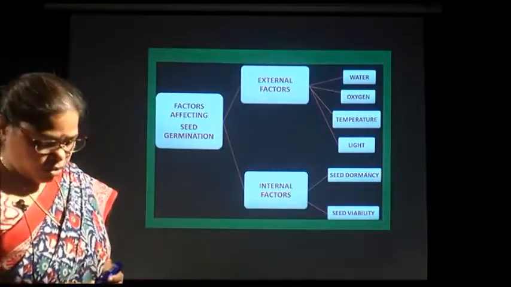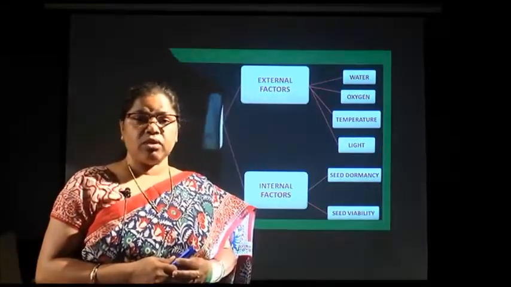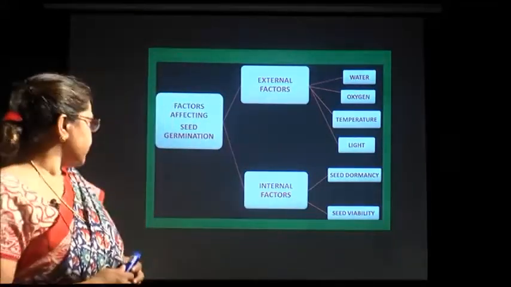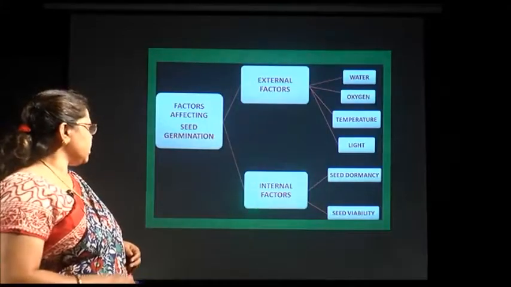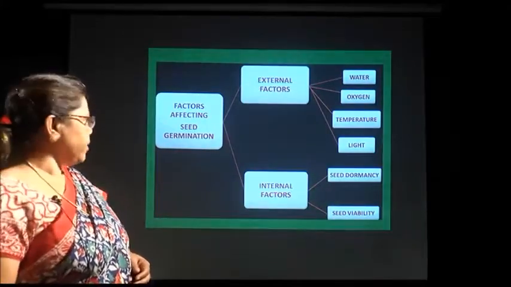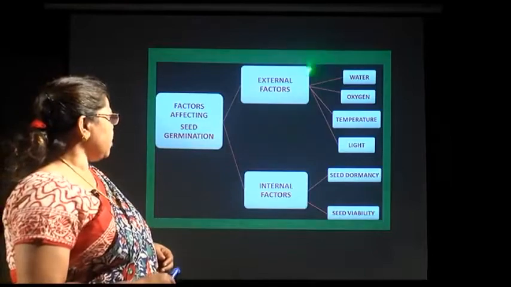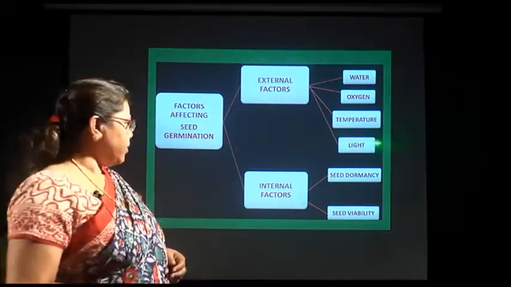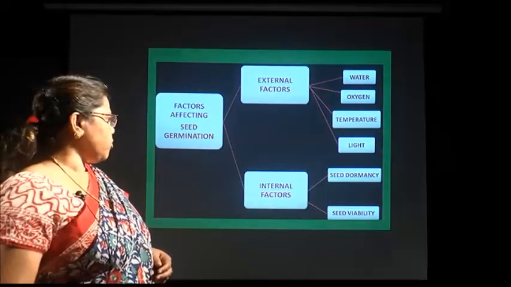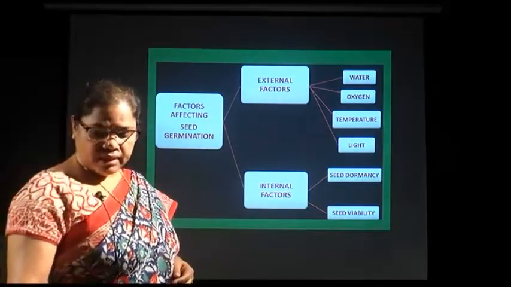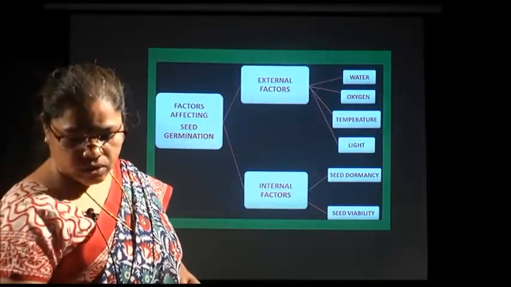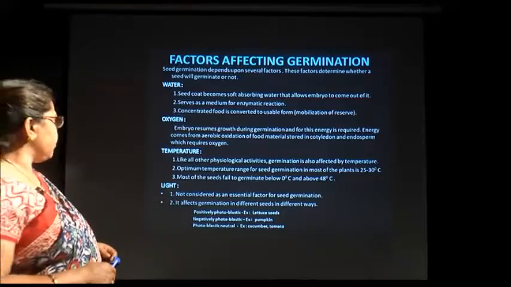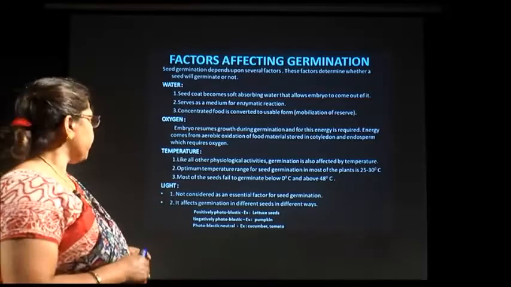The next comes the factors. What are the factors or the conditions needed or suitable for a seed germination process? Both external factors and internal factors affect the seed germination process. External factors like water, oxygen, temperature and light affect the process. Similarly, the internal factors like seed dormancy and seed viability also affect this process. So, what are the external factors? We will discuss in detail.